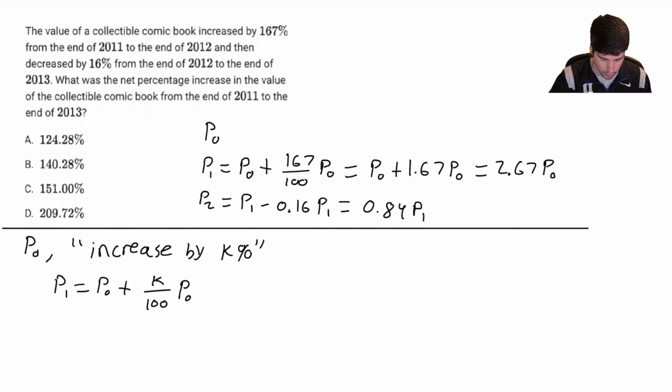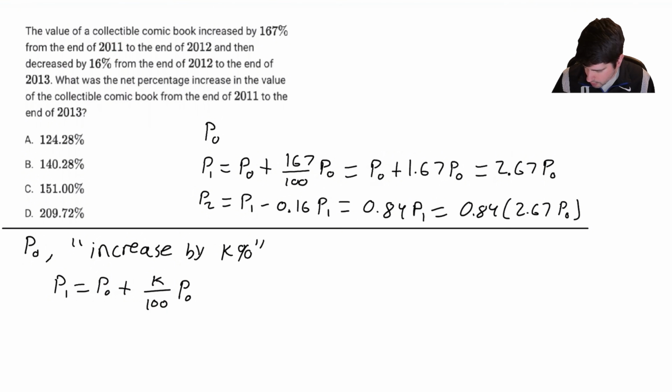But then we're asked, okay, so what was the net increase from 2011 to the end of 2013? Well, the price at 2011 was the original price, P0. So they want us to write P2 in terms of P0. How do we do this? Well, we know that P1 is equal to 2.67 times P0. So all this is 0.84 times 2.67 times P0, right?